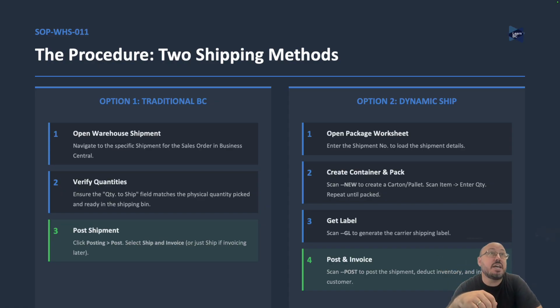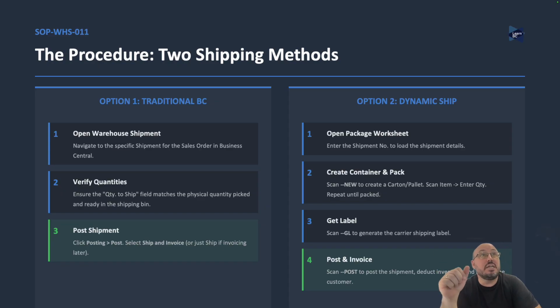The automation takes care of how customers get emailed their invoices and their shipping dockets. Okay, so unless you're capturing a tracking number there manually on the sales order or the shipment, it doesn't really do the package tracking very easily. That's why we do dynamic ship.